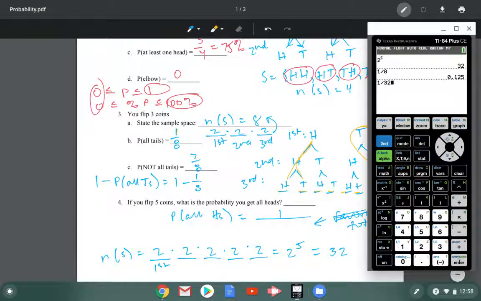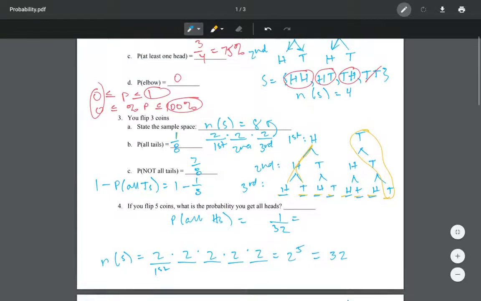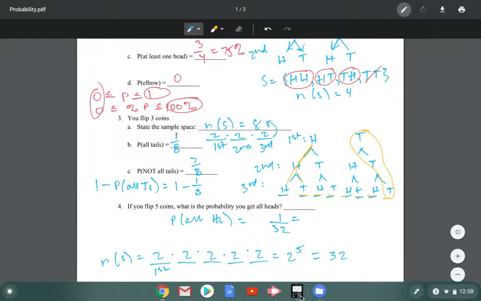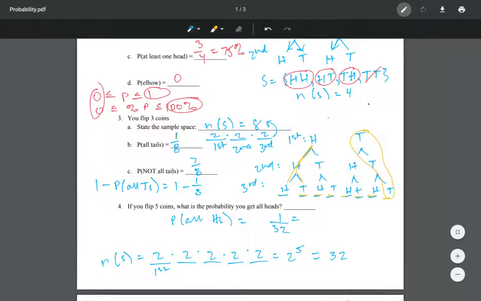So we can express 1 out of 32 also as a decimal. Let me erase this. I have a little more room. So 1 out of 32, as a decimal, let me grab that calculator again, is 0.03125. If I move the decimal place twice, it's 3.125%. So a fairly small probability.